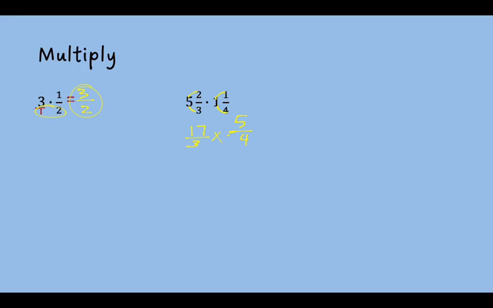So what do I do now that I can't reduce? You just multiply them across. And so then you'd have, what is 17 times 5? Anybody know? It is 85. Yeah, I agree. And then over, what's this? 12. And just see how many times 12 can go into 85, and 12 can go into 84 7 times.